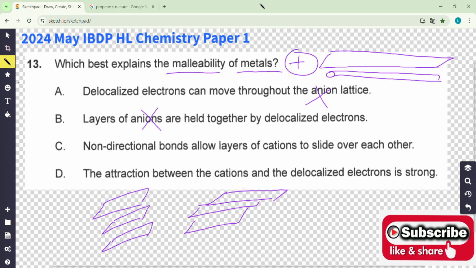So layers of cation. So where is the answer? Strong. Why? If the force is strong, how can you pull them apart easily, right? It must be some kind of non-directional bond. So in any direction, they can still bond to each other, and then they can slide apart. So the word strong is the hint that you shouldn't choose. If it is strong, how can you pull them apart? So the answer is C.